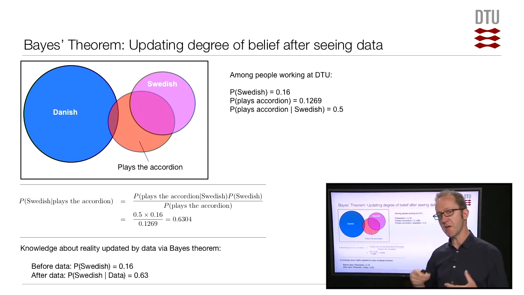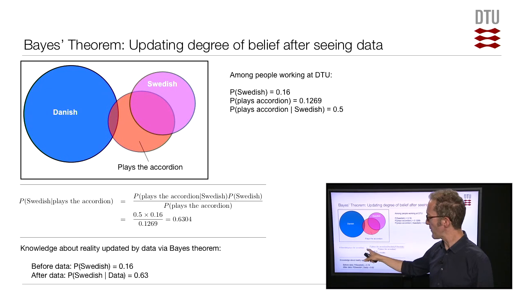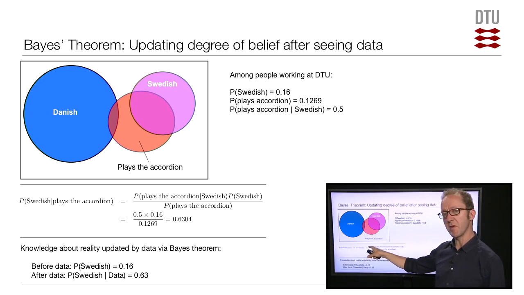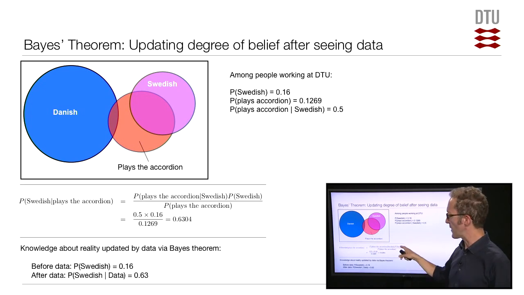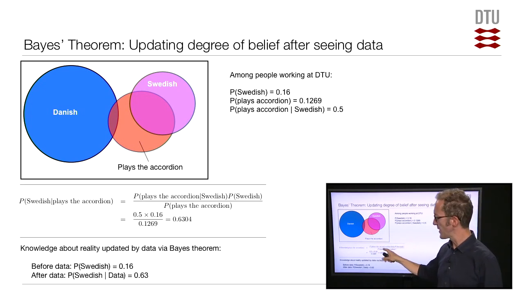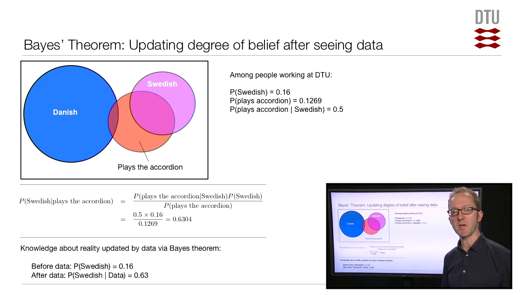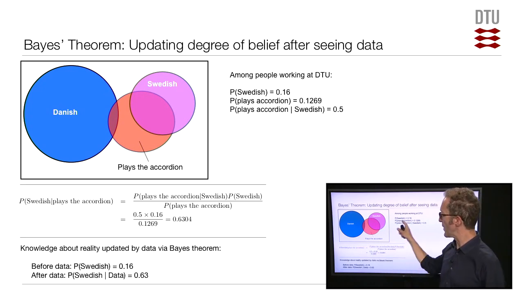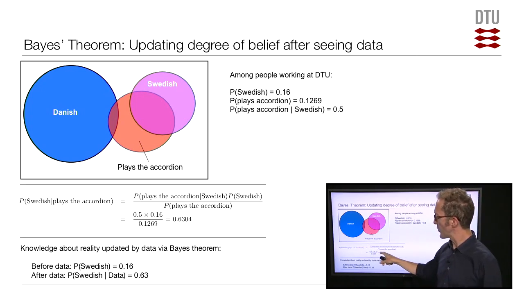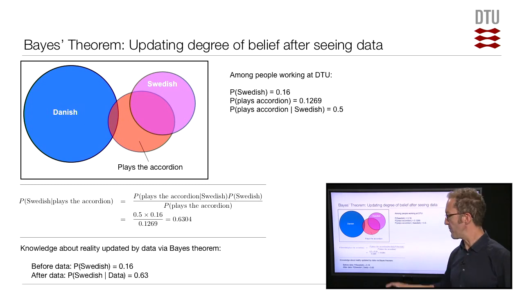The probability that you're Swedish given that you play the accordion, according to Bayes' theorem, can be found by taking the probability of the inverse, the probability that you play the accordion given that you're Swedish, times the probability that you're Swedish, divided by the probability that you play the accordion. Plug in the numbers I placed up here, and you will see that that comes out at about 63%.